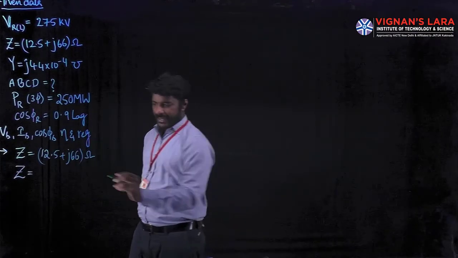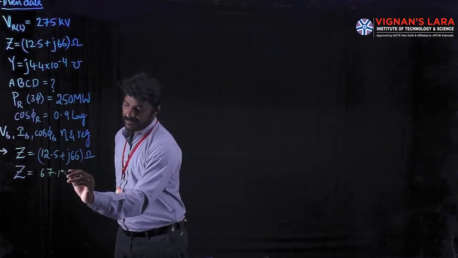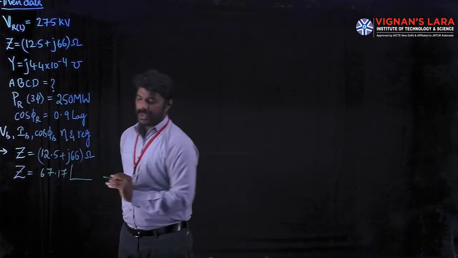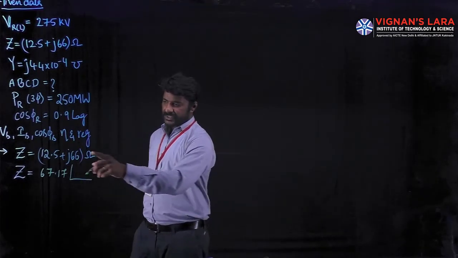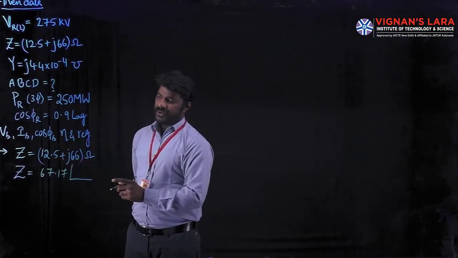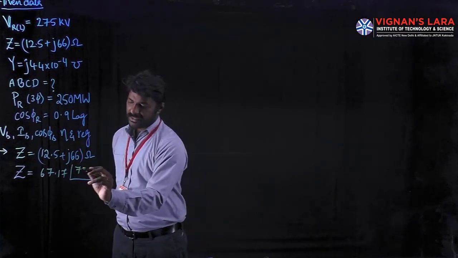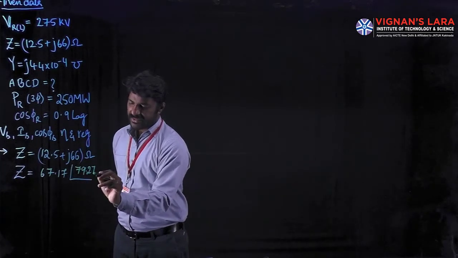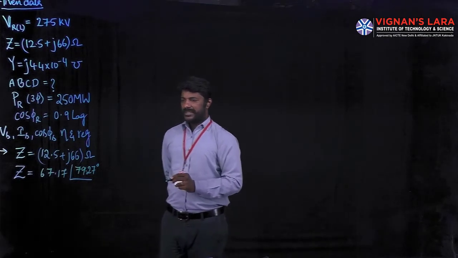Then we will get the magnitude as 67.17 ohmic value, which makes an angle. That angle is tan inverse of 66 by 12.5, that is complex form to polar form conversion, where we will get that angle as 79.27 degrees. That is series impedance Z.